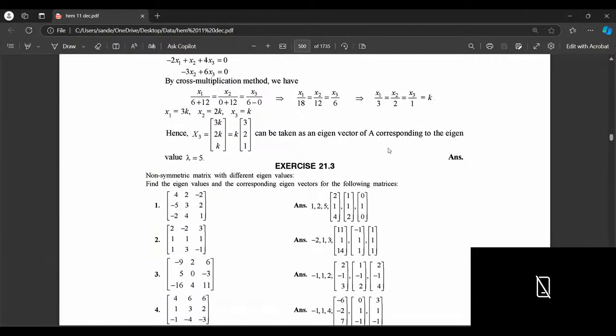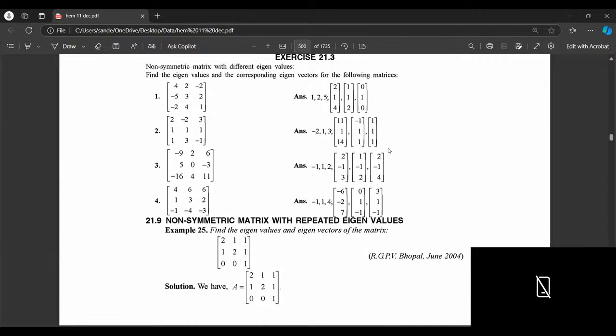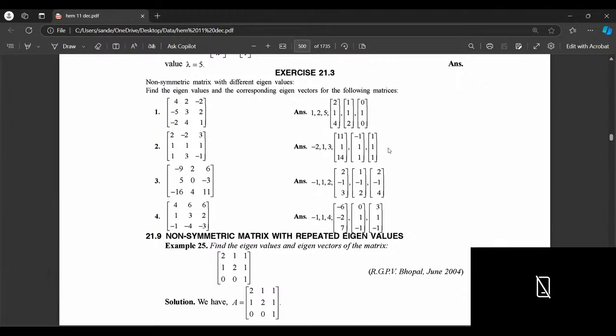Just Cramer's rule using, here are some examples are given. You can solve these examples. A symmetric matrix with different eigenvalues. You will get all the three eigenvectors are different for different eigenvalues.